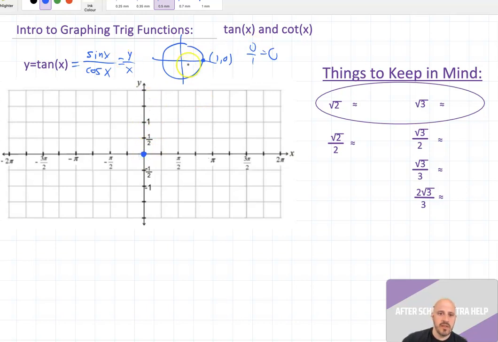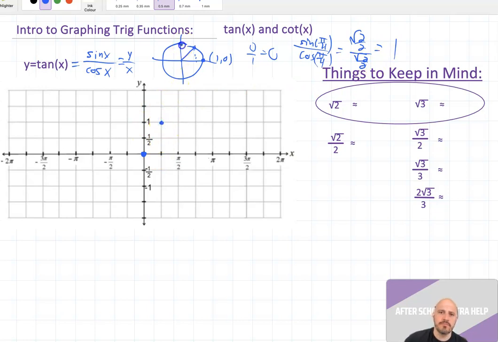Let's continue along. Let's go to pi over 4. So let's see, what is the sine of pi over 4 divided by the cosine of pi over 4? Well, kind of silly even to write out. We know they're both root 2 over 2. That's that 45-degree angle. And if I divide root 2 over 2 by root 2 over 2, same thing top and bottom, I just get 1. All right, so at pi over 4, I'm at 1.